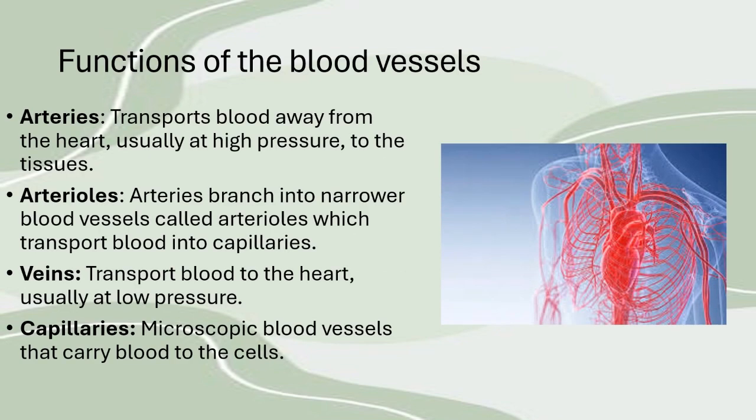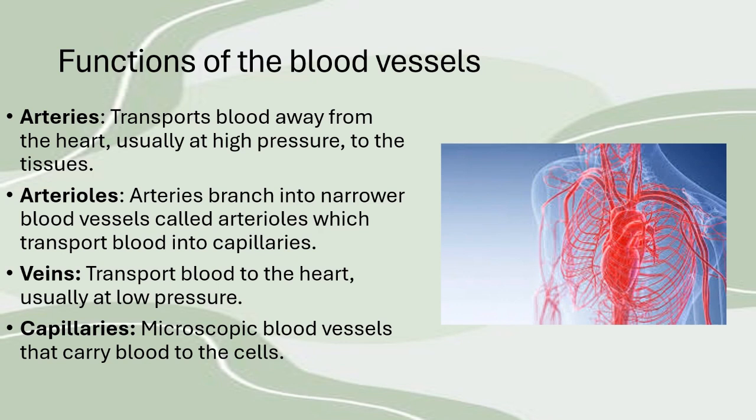Now starting off, we're going to look at the functions of the different blood vessels we have in the body. First up, we have arteries, which transport blood away from the heart, usually at high pressure to the tissues. Then we have arterioles. Arteries branch into narrow blood vessels called arterioles, which transport blood into capillaries. And then we have veins, which transport blood to the heart, usually at low pressure. And finally, we have capillaries, which are microscopic blood vessels that carry blood to the cells.